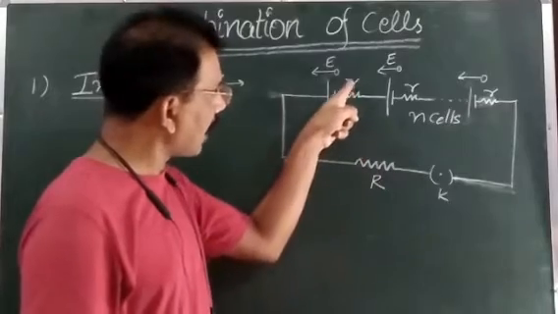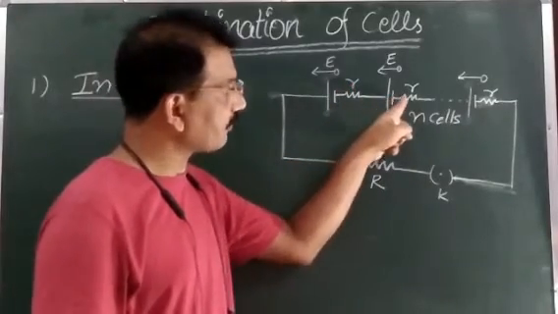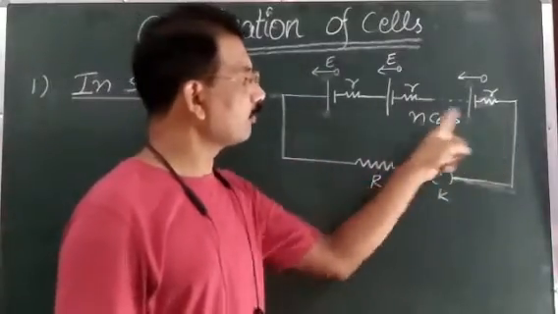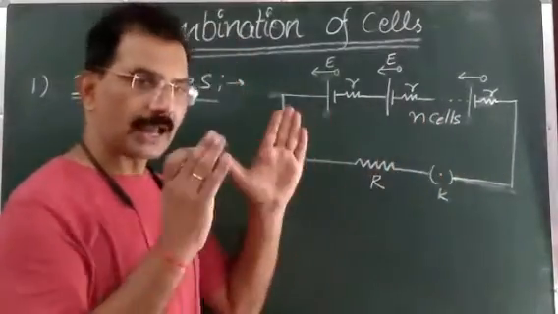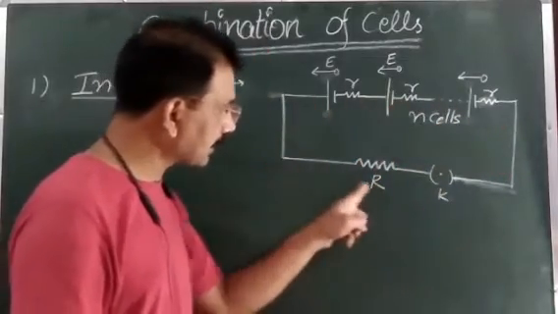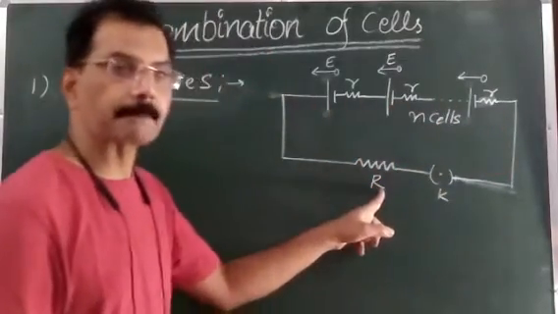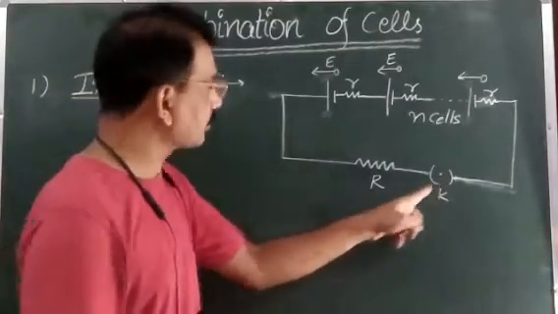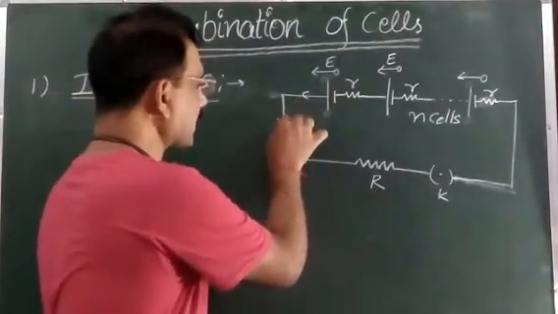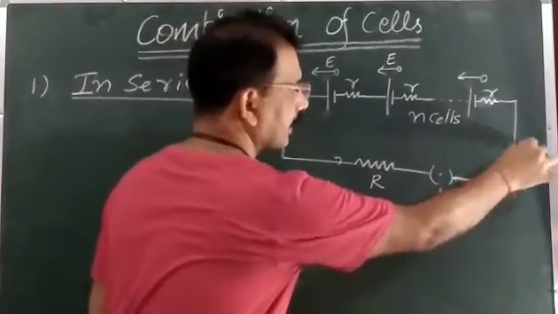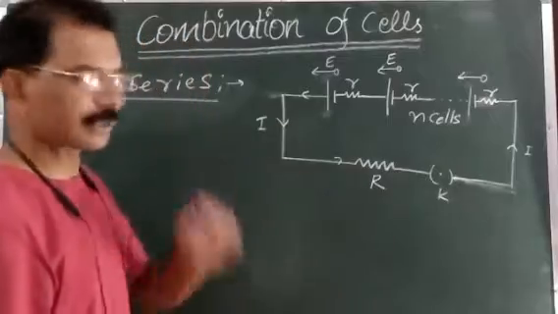Here small r is the internal resistance of each cell, and the total number of cells is n. So suppose n cells are joined in series which send current in the external resistance capital R. When the key is closed, suppose a current I is set up in this circuit.